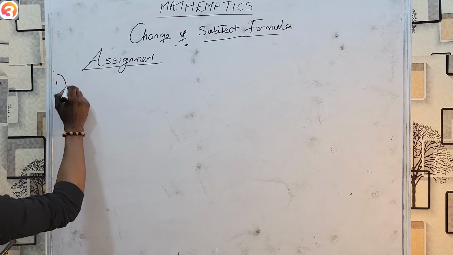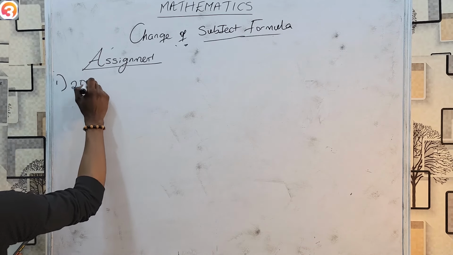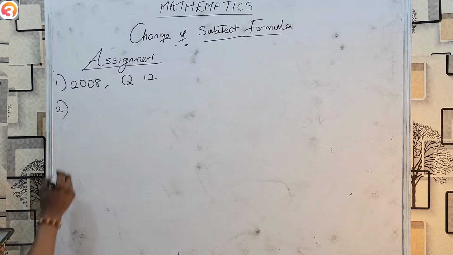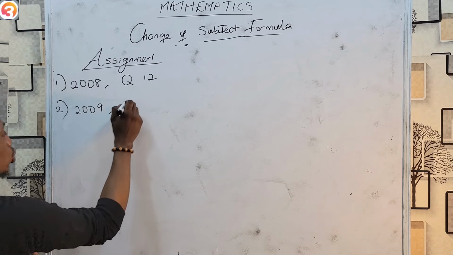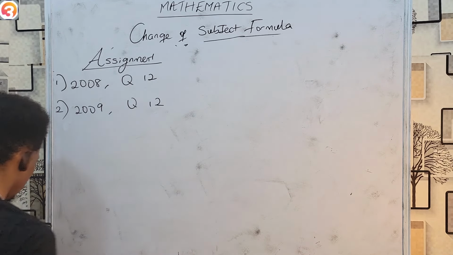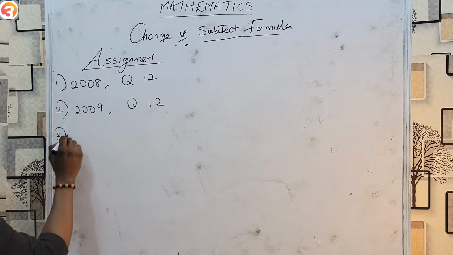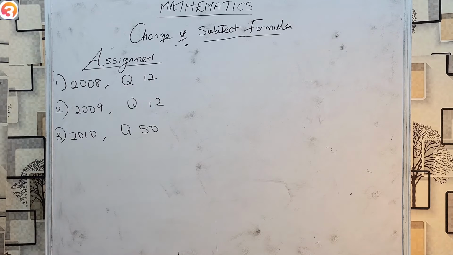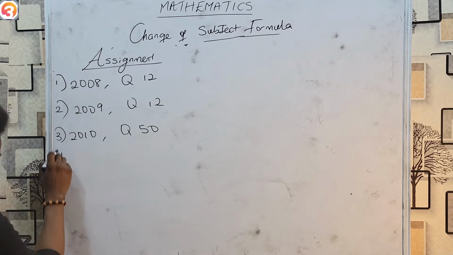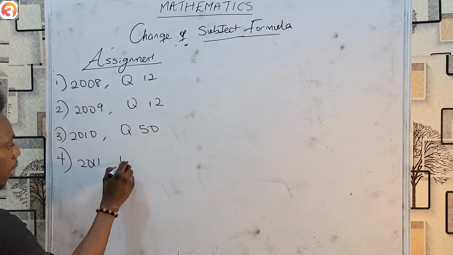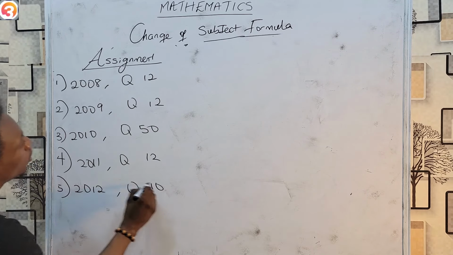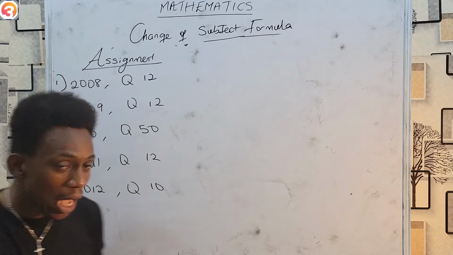Okay, first off, you can start with 2008, and you can try question 12. You can also go to 2009, and you can try question 12 as well. There's also 2010, and try question number 50. Okay, then you could also go to 2011 and try question 12. And also one last one, 2012, you can try question 10. So these are the 5 questions I'm counting on you to do.